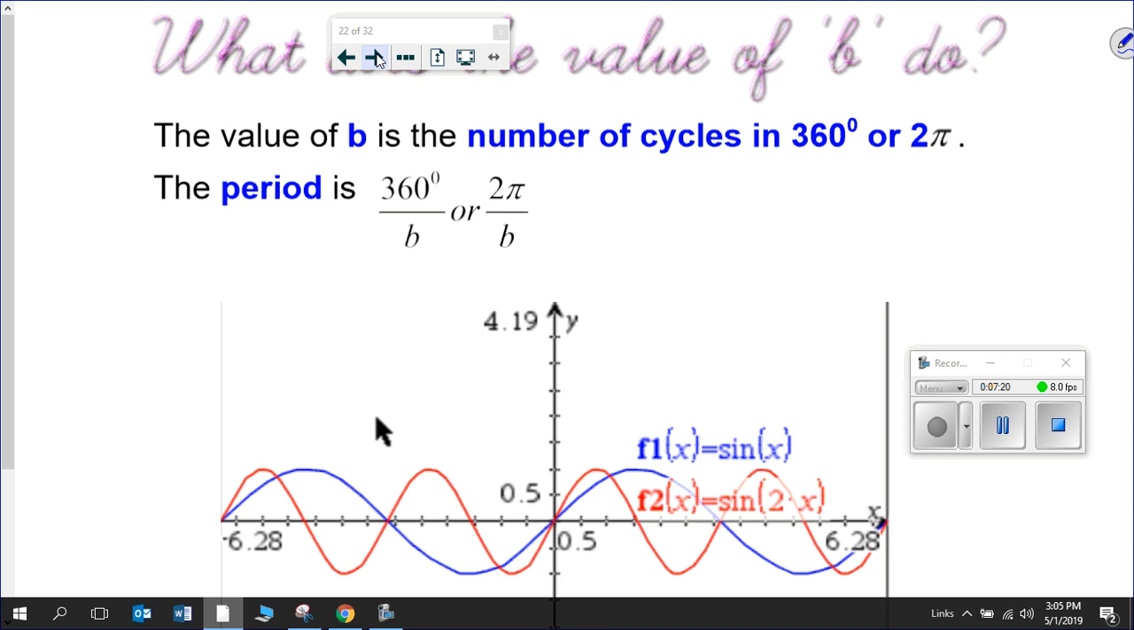Okay. Now the next one, a little bit more difficult, is B. B is not the period. It's how we determine how many cycles are in 360 or 2 pi. So when you have a degree question, you need to remember that you take 360 and divide it by your B value. And if you have a radian question, you will take 2 pi and divide it by your B value. So the question then becomes, how do you know what to try?